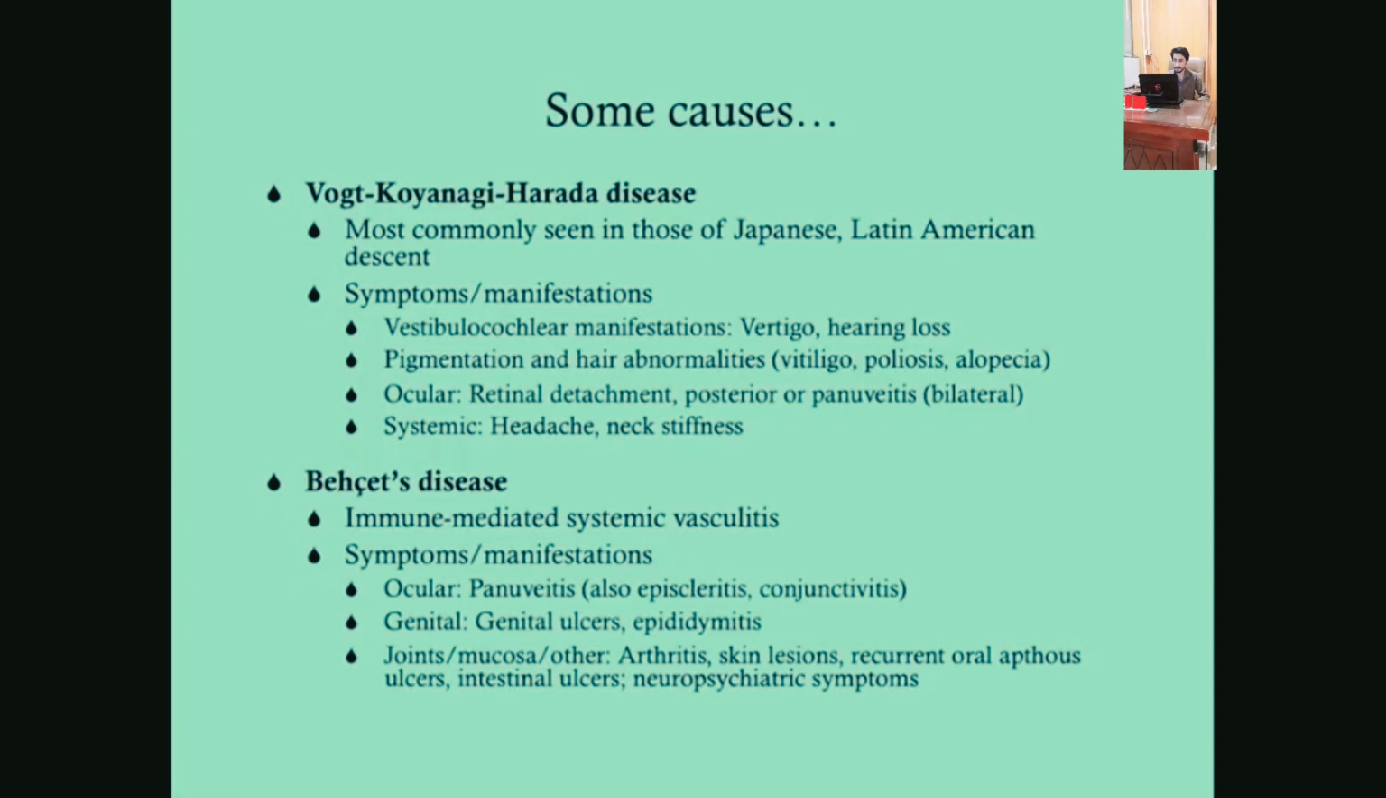joint issue that's commonly seen in rheumatology. This is an immune-mediated systemic vasculitis. And if you remember the mnemonic, can't pee, can't see, can't climb a tree, that will help you remember what Behçet's disease is. So can't see, that would be your ocular symptoms, panuveitis.